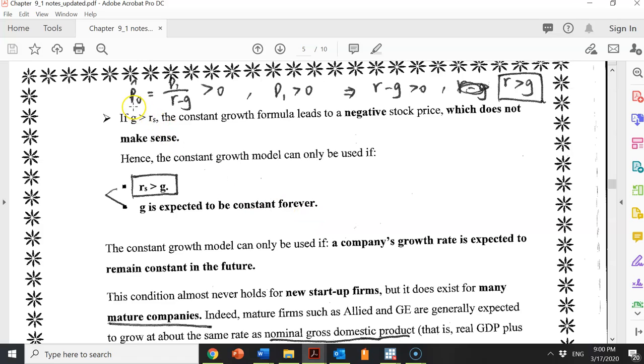Okay, we want a positive price. Dividend is positive, so R minus g has to be positive, and R has to be larger than g. And g has to be constant forever. Okay, these are two basic conditions for using the constant growth model.